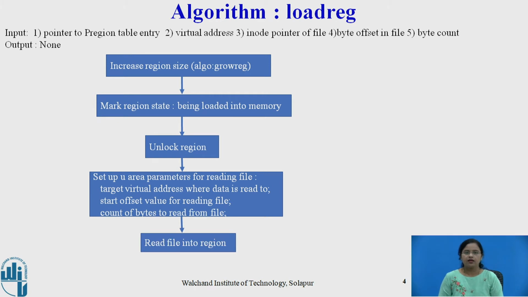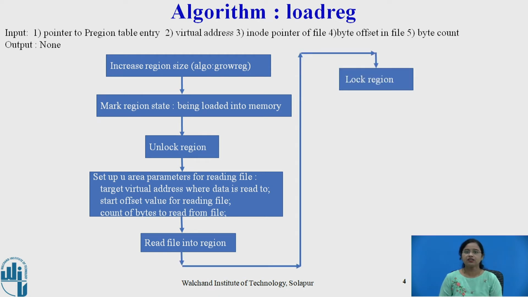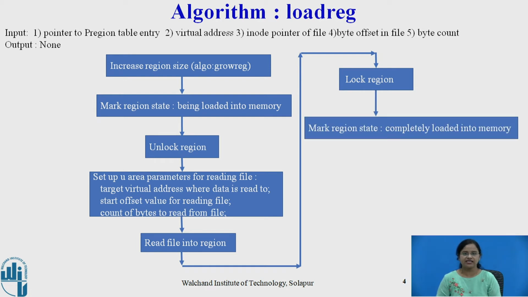Then read the file into the region. After setting all these uarea parameters, it will read the file into the region. Then it will lock the region and mark the region state as completely loaded into the memory. So, from this state of being loaded into the memory to completely loaded into the memory, the kernel is doing these things.